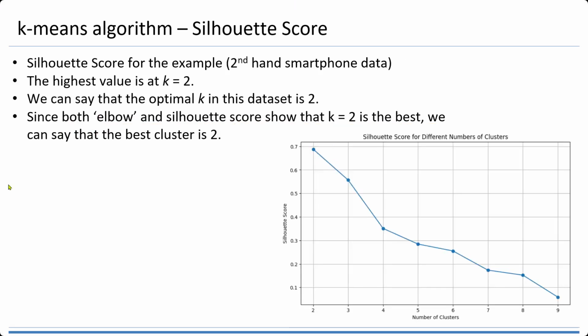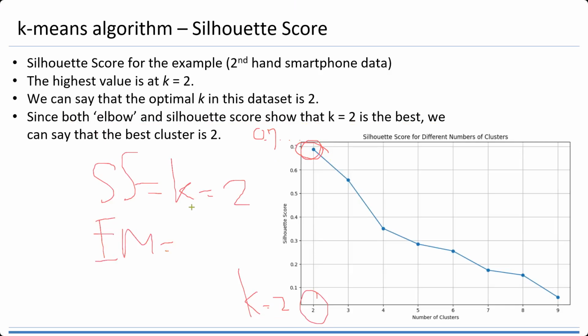Based on the result, the silhouette score with k equals 2 is the best. When k equals 2, we can see this value is 0.7 something. So for the silhouette score, we choose k equals 2, and for the elbow method, we also choose k equals 2. In this data set, k equals 2 is the best, or if we create two groups for the smartphone data, that is the best performance.